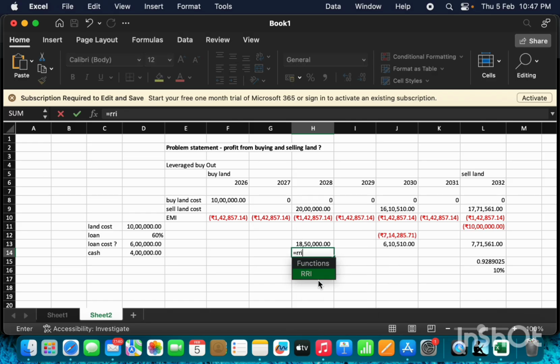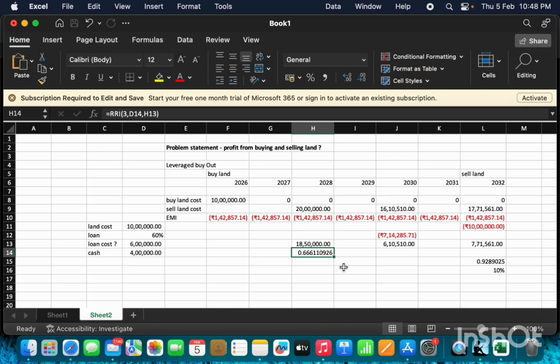So what is my rate of return here? I hold it for 3 years. My present value was 4 lakhs and I made a profit of 66% gains, right? So that is how you can use Excel to make a decision. So the idea is to start simply with a problem statement and not get caught into formula, right? Follow the logic and the rest will follow.